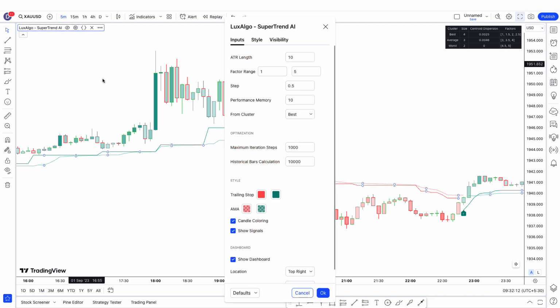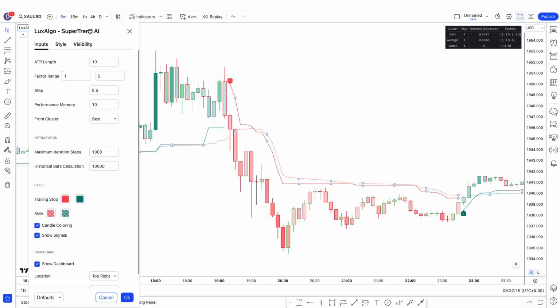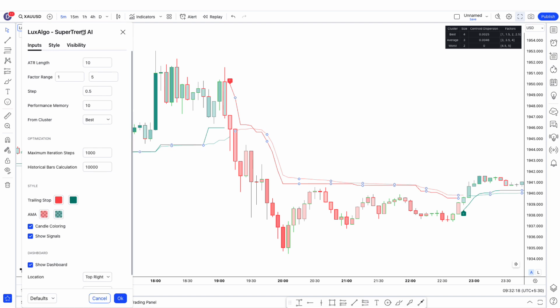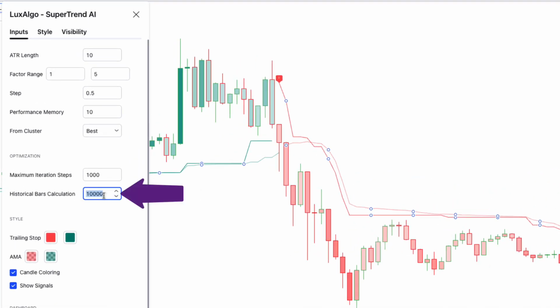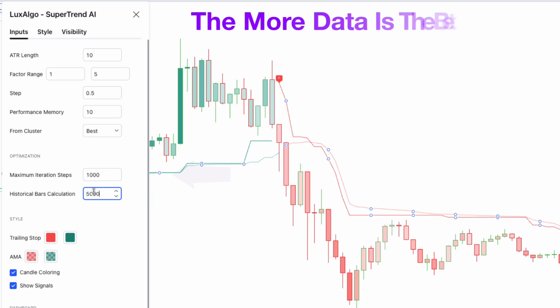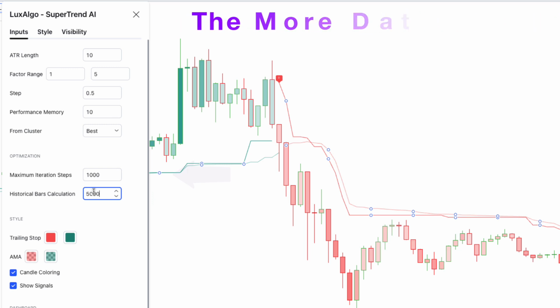If we go into the settings here, we have a number of options relating to fine-tuning of the indicator. The first thing we want to do here is reduce the max historical bars to 5,000. This option controls how much past data is used in its calculations. Typically, the more data the better. However, the more data used, the longer it will take for it to load on the chart.